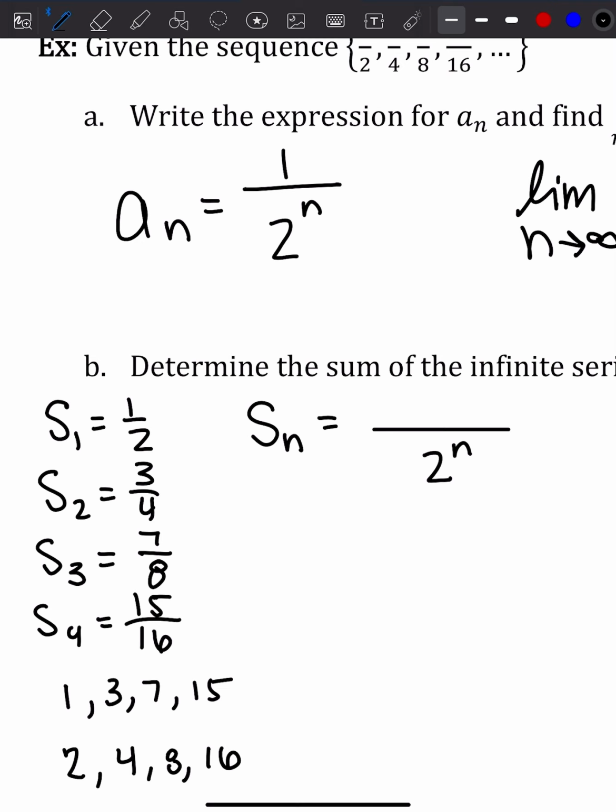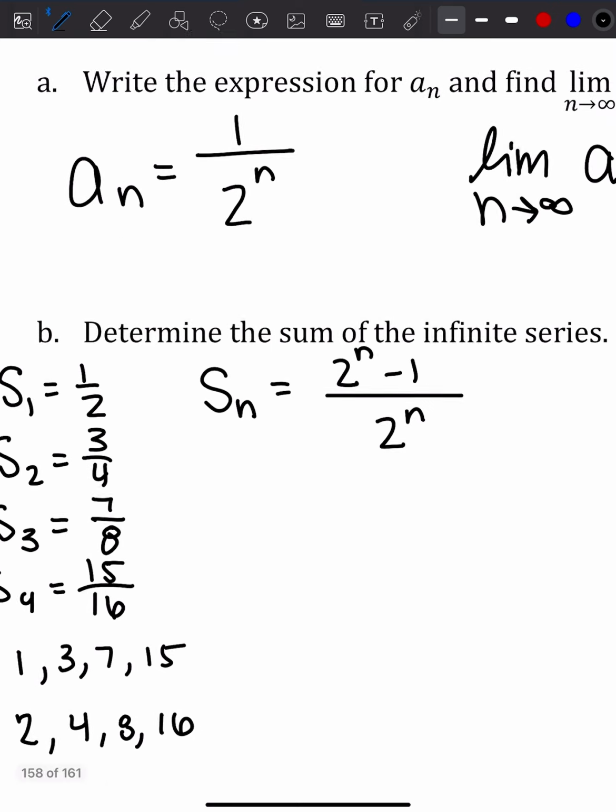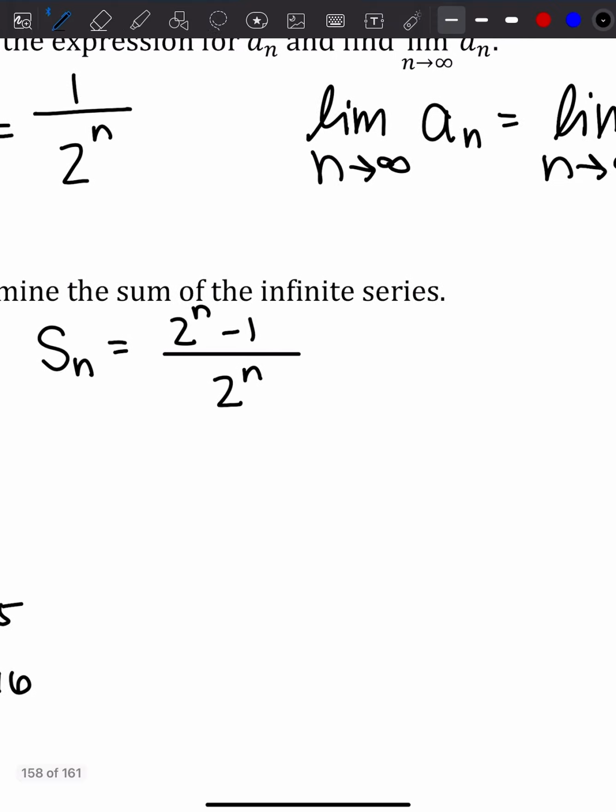So if I look here, we have 2 minus 1, that's going to give us 1. 4 minus 1 gives us 3. 8 minus 1 gives us 7. 16 minus 1 gives us 15. And we're getting those numbers on the bottom by doing 2 to the n power. So the numerator, we're going to use 2 to the n minus 1. So we have 2 to the n minus 1 over 2 to the n, and this is the function for that partial sum.